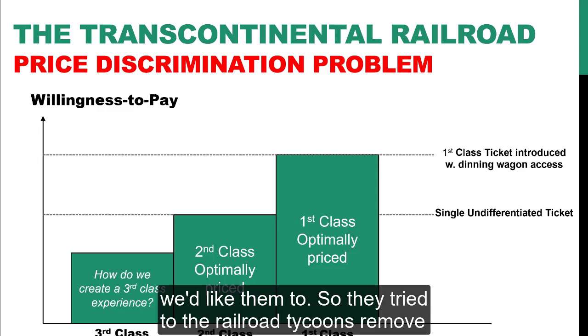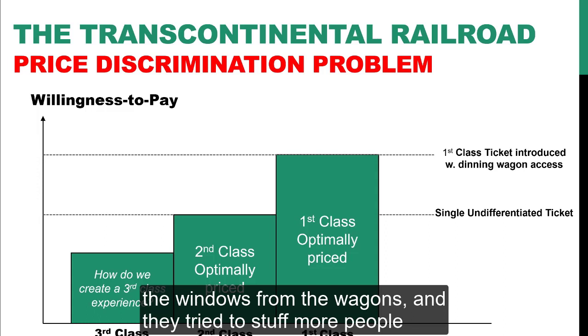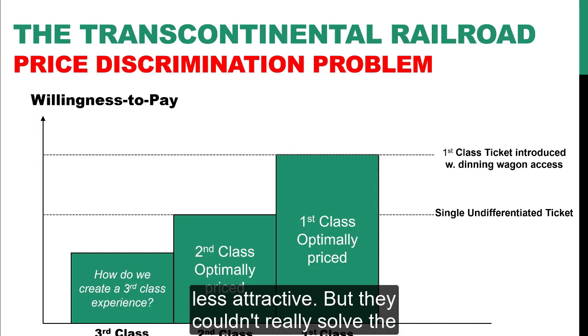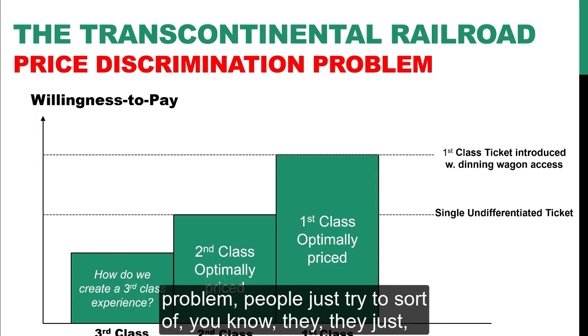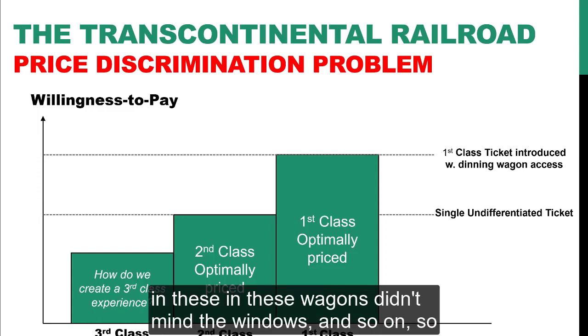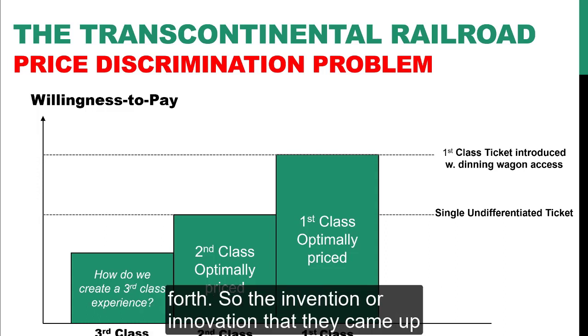So the railroad tycoons tried to remove the windows from the wagons, and they tried to stuff more people into these third-class wagons to make them less and less attractive, but they couldn't really solve the problem. It wasn't an opportunity for luxury. People just stored together in these wagons, didn't mind the windows, and so on and so forth.